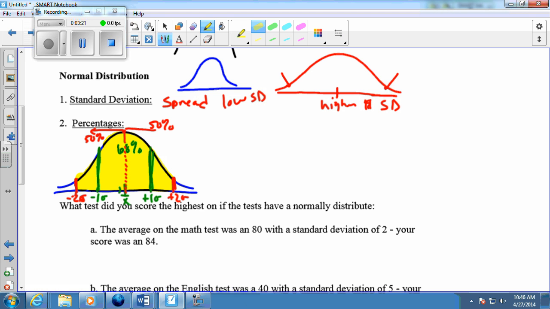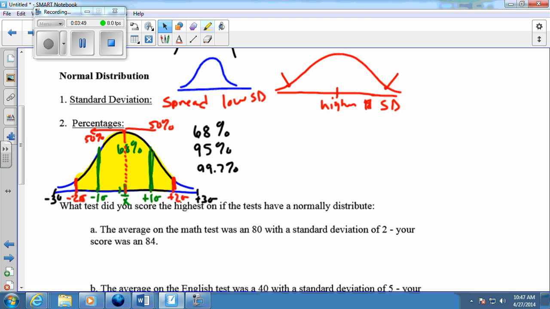So right now, one step above and below, 68% fall. Two steps above and below, 95%. And typically we'll go out to 3 steps above and below, so plus 3, and down here would be minus 3. And in this region, what we call the 99.7 rule, 99.7%. So it's the 68, 95, 99.7.